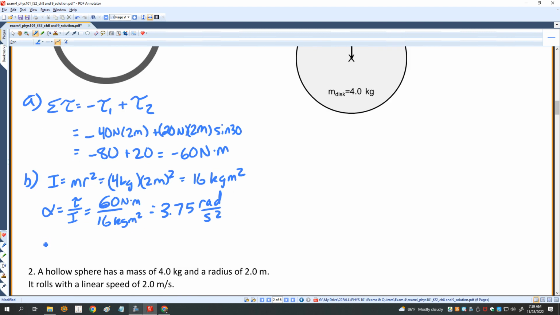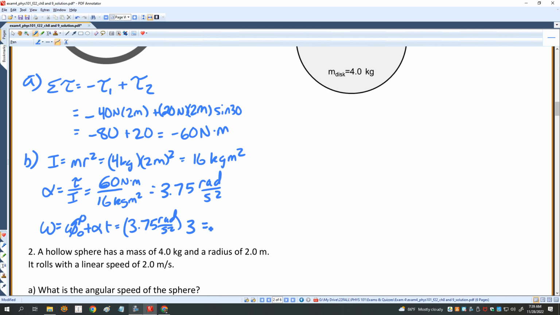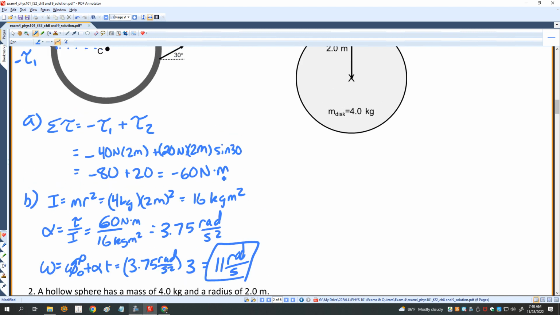Now finally, I can find omega, which is omega naught plus alpha t. Omega naught is 0 because it's initially at rest. It's equal to 3.75 times our time, which was 3 seconds. It's 11 radians per second. Keeping 2 sig figs there because that's the smallest number of sig figs I had. So net torque is minus 60, and then omega is 11, but then you also had to find these two things en route.